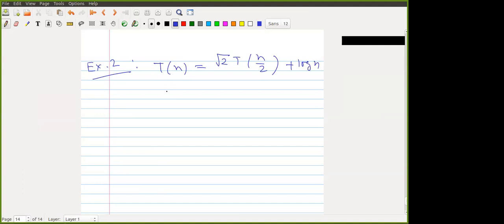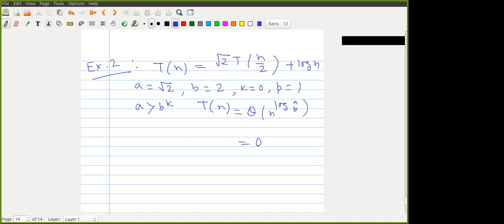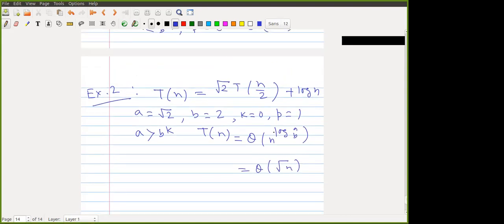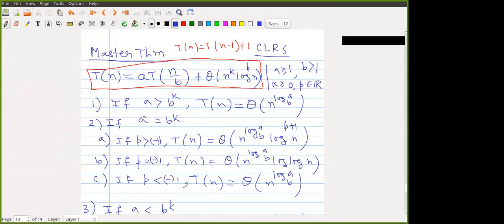So what is the value of a? a is square root 2, b is 2, k is 0, and p equals 1. So a is greater than b to the power k. In that case, T(n) would be the first case, theta of n to the power log a base b, which is square root n. I'm using case 1 here.